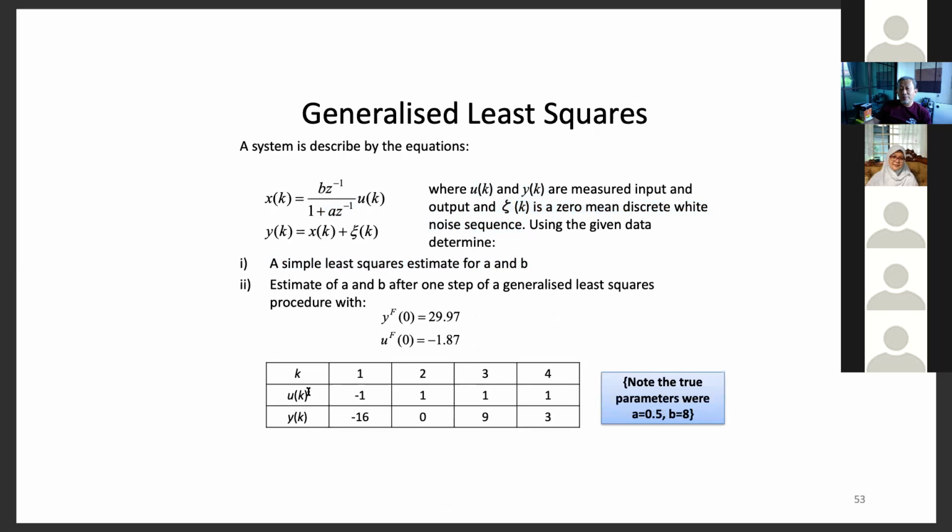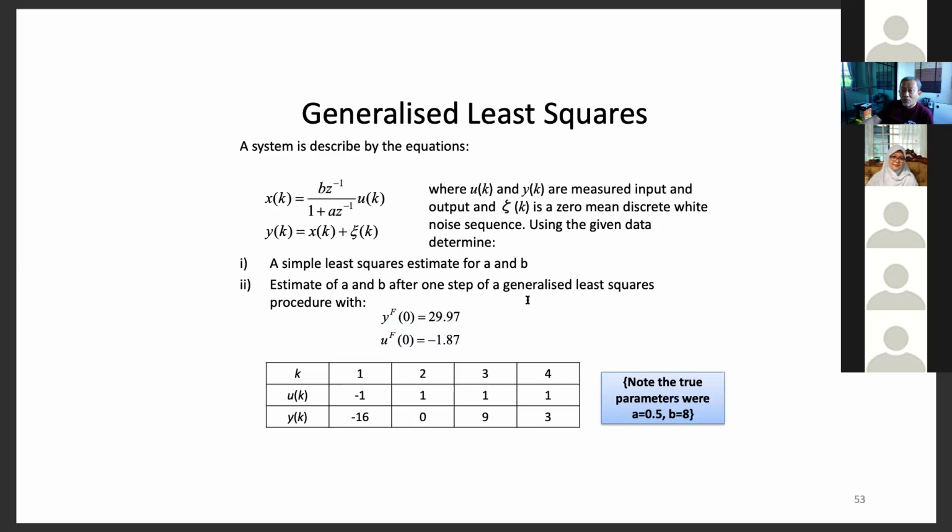So data is given here, as usual. Find a simple least square estimate for A and B. The true values are considered as prior knowledge: A is equal to 0.5 and B is equal to 8. So this is just our guidance. The values will be within the tolerance for A and B shown here, and it gives you the filtering value at initial 0, which is 29.97 and minus 1.87.